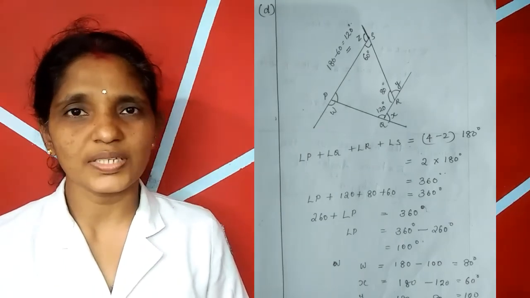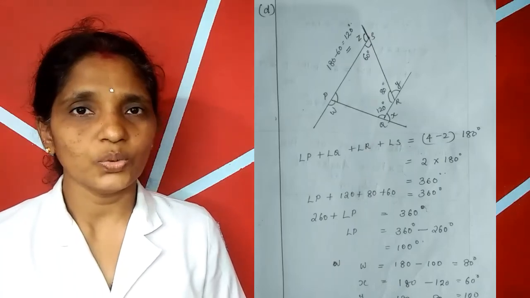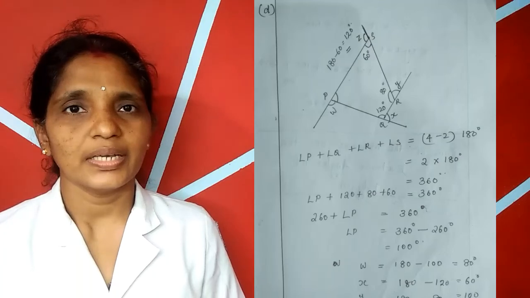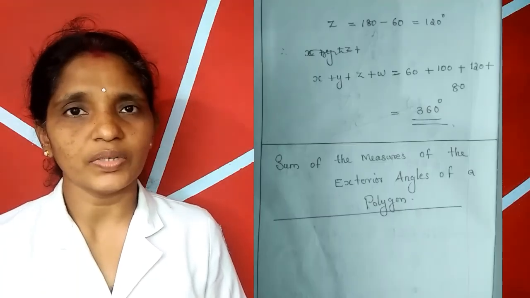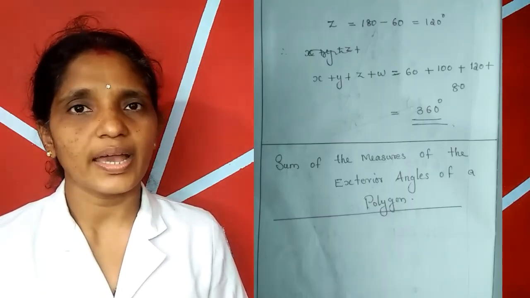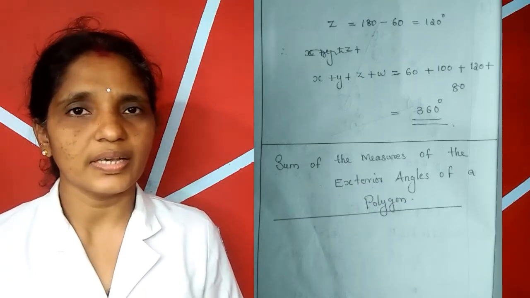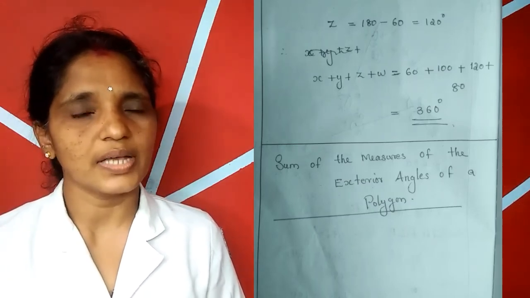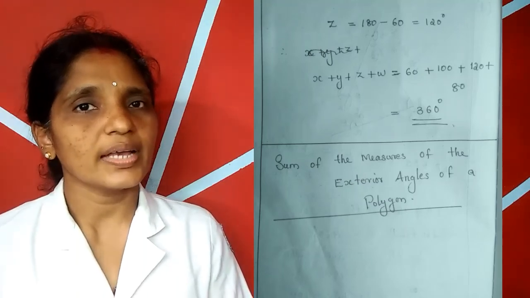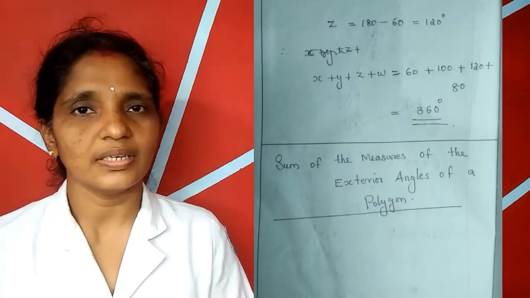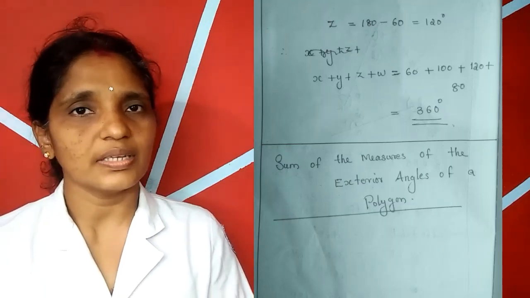Now we conclude the session, but you do more problems from the textbook, and in the next class we will meet the exterior angle theorem. The exterior angle theorem says that the sum of the exterior angles of a polygon is 360 degrees. So we will discuss it in the next class.